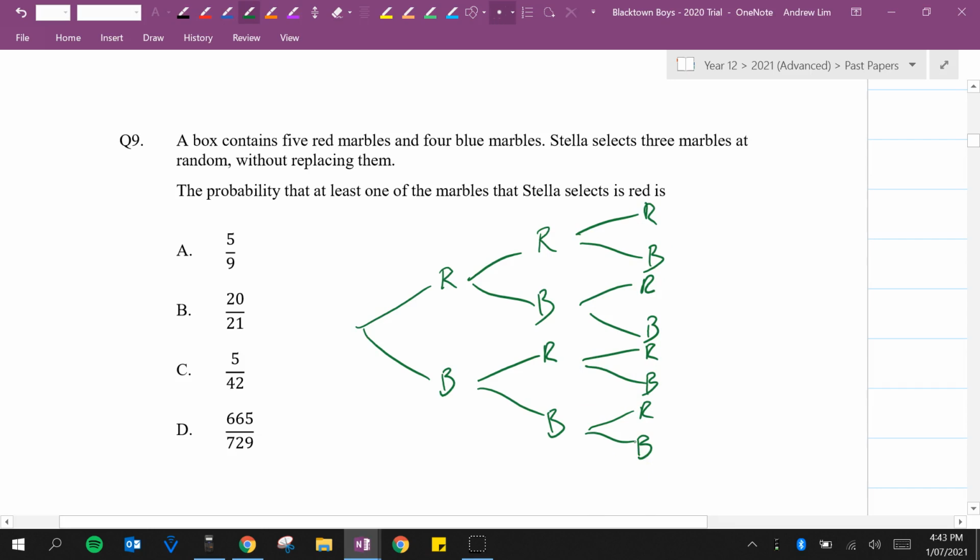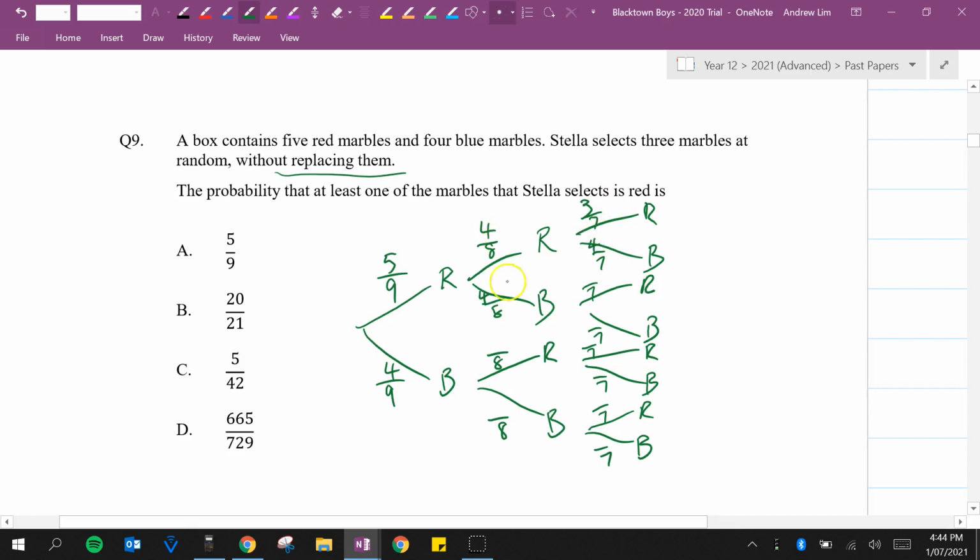Okay, so she has 5 out of 9 chance that she'll pick a red marble the first time, 4 out of 9 for blue. When she selects one, she does not replace it, so now these are all out of 8. And this is all out of 7. So 4, 3, this one, there's still 4 blue. And here, there is still 4.